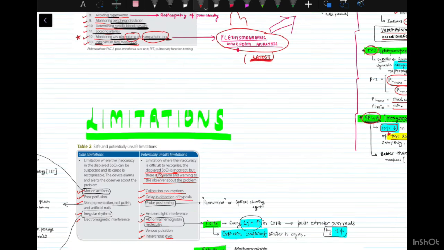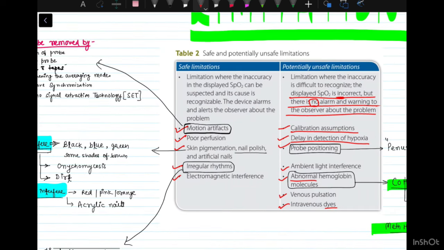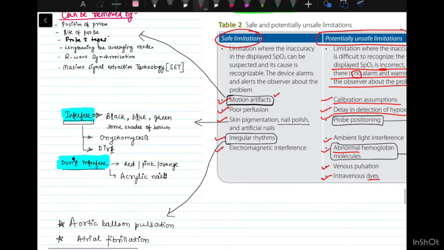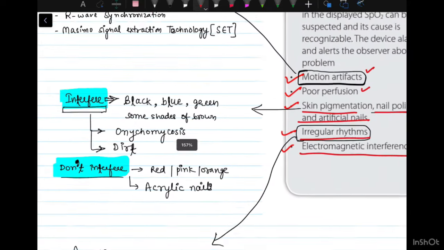This was all about the uses or the applications of the pulse oximeter, and the last topic will be the limitations. Let's talk about it quickly. There are two types of limitations. One is self-limiting, and there are some potentially unsafe limitations. The safe limitations are obviously things like motion artifacts or poor perfusion, skin pigmentation, nail polish, artificial nails, irregular rhythm, electromagnetic interference. These are the safe limitations, because they are not primarily because of a problem with the saturation.